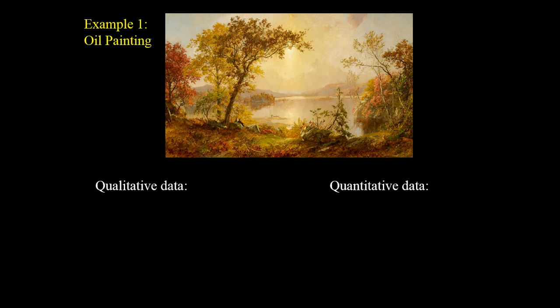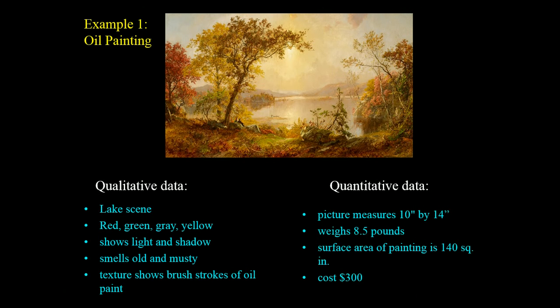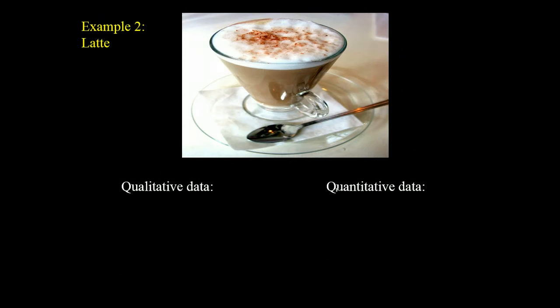If we look at this example of an oil painting, some qualitative observations you could make might be that this is picturing a lake scene. The colors are red, green, gray, and yellow. It shows light and shadow. Perhaps if you were seeing the actual painting, you could say it smells old and musty, or that the texture shows the brushstrokes of oil paint. Quantitatively, you could say the picture measures 10 inches by 14 inches. It weighs 8.5 pounds. The surface area of the painting is 140 square inches, and the cost of the painting might be $300.